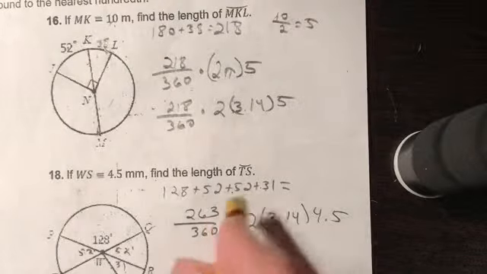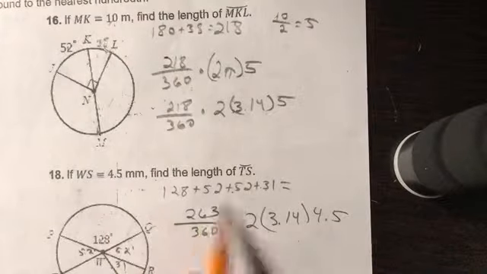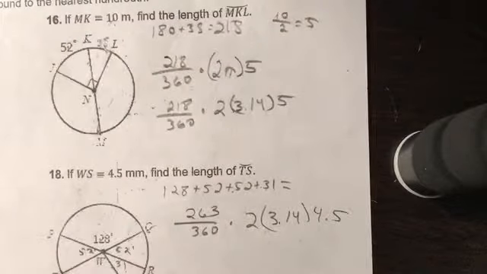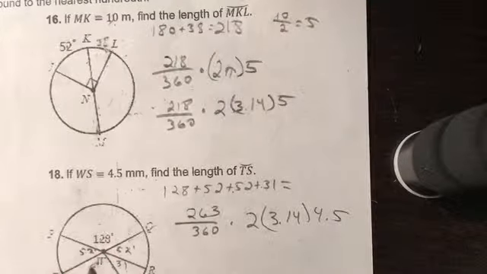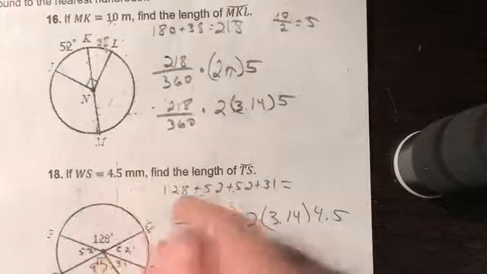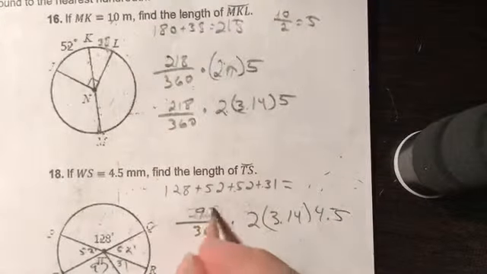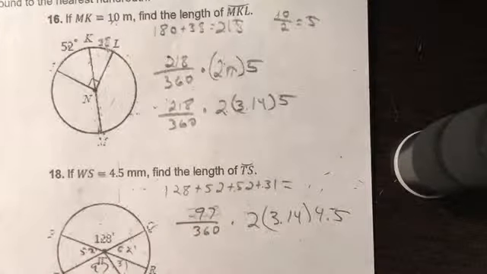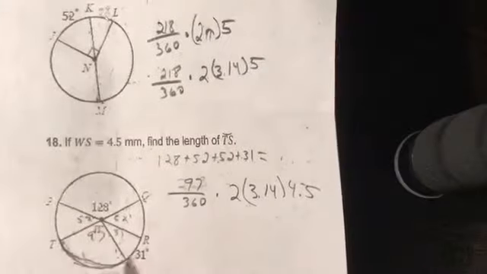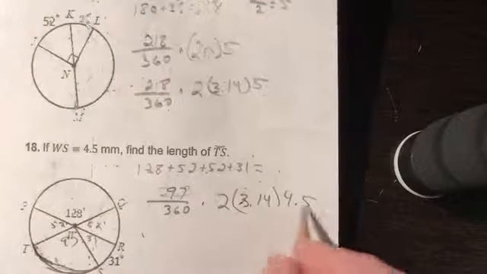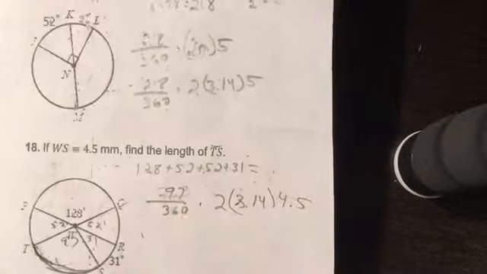Okay, so that's not right. I forgot to subtract that 263 from 360. That's 97. So that's 97 right there. I was wondering why that was not looking right. All right, so 97. All that right there is from there to there, but we're looking for this part right there. So that's why that's off. All right, so you're just going to go ahead and take 4.5 and multiply that across, divide by 360. And that's it.